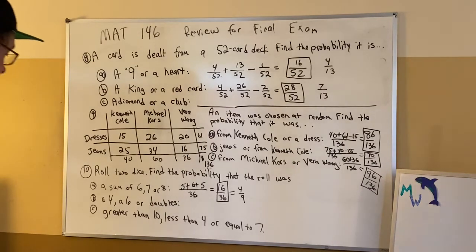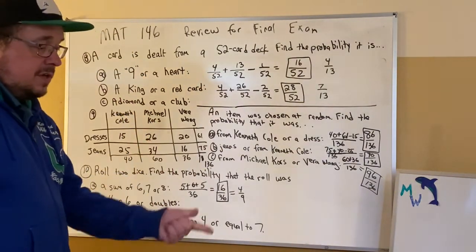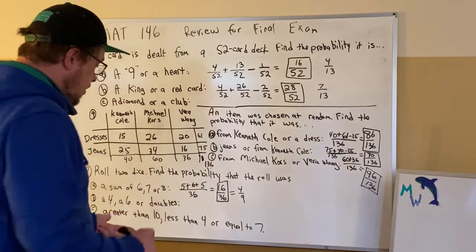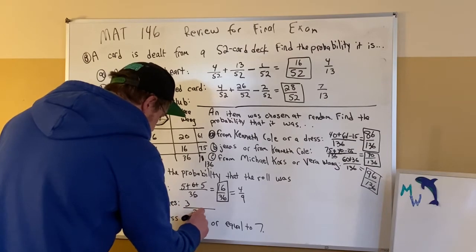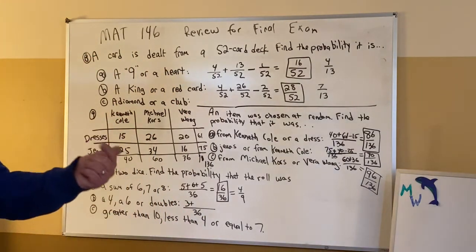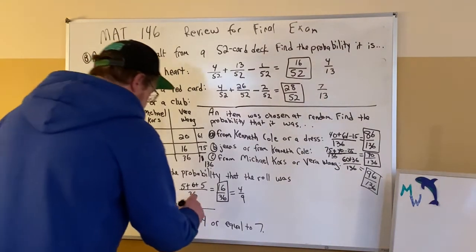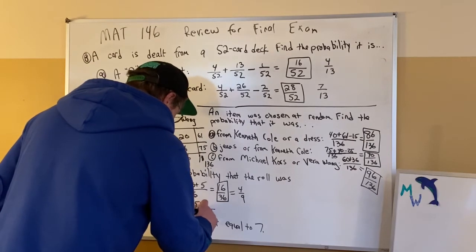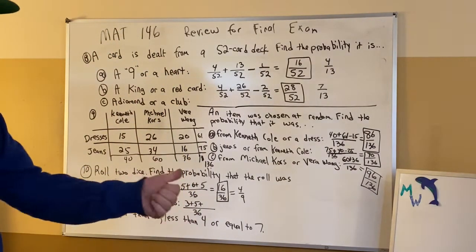For the 4s, first thing we see is we can get a 4, and that's going to be 1 3, 2 2, or 3 1. We got 3 ways to make a 4. 36 total. A 6, we can have 1 5, 2 4, 3 3, 4 2, and 5 1. We got 5 ways to make that. And then doubles: 1 1, 2 2, 3 3, 4 4, 5 5, 6 6. 6 of those.